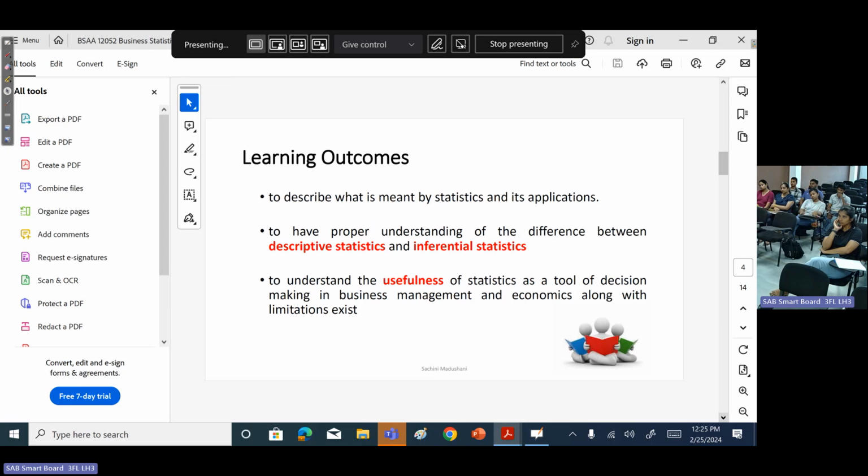These are the learning outcomes. At the end of these sessions, all of you should be able to describe the meaning of statistics and what the applications are, and to have a proper understanding of the difference between descriptive and inferential, which are the two types of statistics. Then understand the usefulness and importance of statistics and its limitations. Let's move into the session.